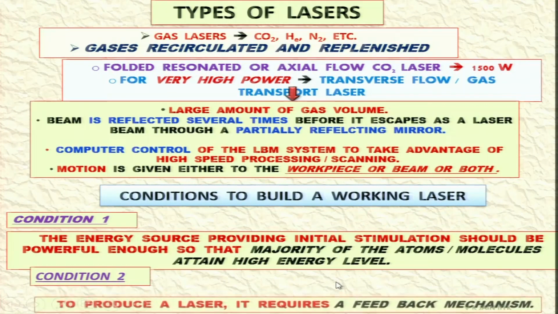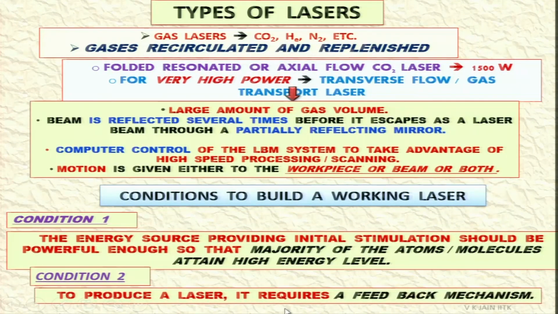Condition 2: to produce a laser, it requires a feedback mechanism, and we have already seen the feedback mechanism where you had two reflecting mirrors, one is fully reflecting, another is partially reflecting.